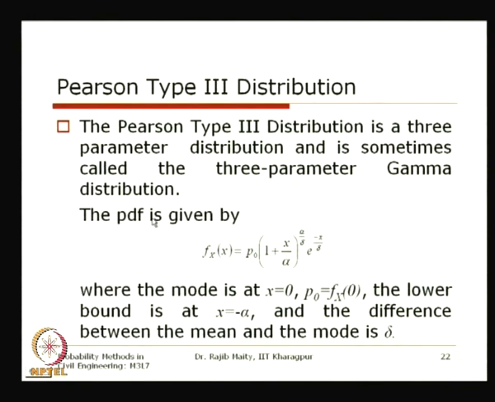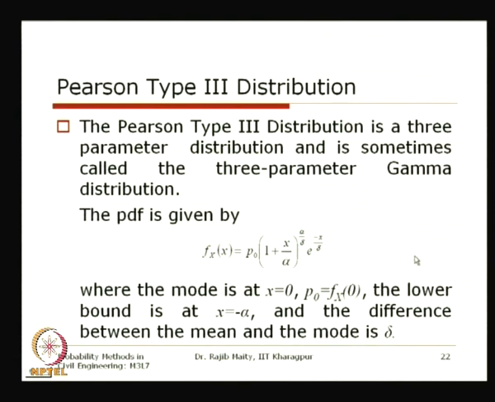The PDF of this distribution is given by f(x) equals p naught times (1 plus x by alpha) to the power alpha by delta, times exponential of minus x by delta. The mode of this distribution is at x equals 0, and p naught is the value of the density at x equals 0. The lower bound is at x equals minus alpha, and the difference between the mean and mode is delta.